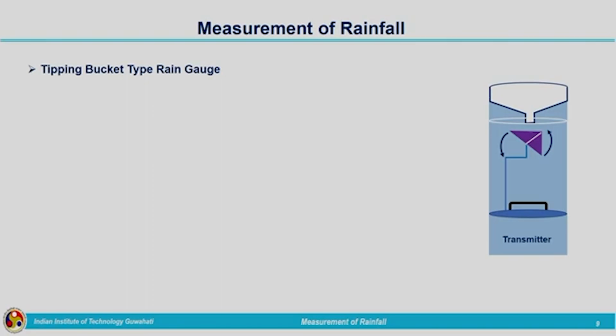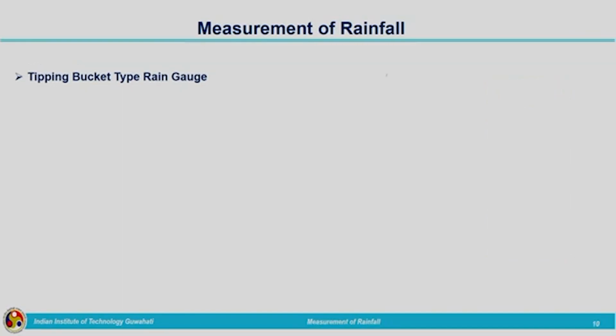Next is the tipping bucket rain gauge. This is the very common recording type of rain gauge which we are using nowadays. Let us see how it is working. This is the representation of a tipping bucket rain gauge. In order to understand what is inside the tipping bucket rain gauge, it is made transparent, otherwise it will not be visible from outside. Let us see the parts one by one.